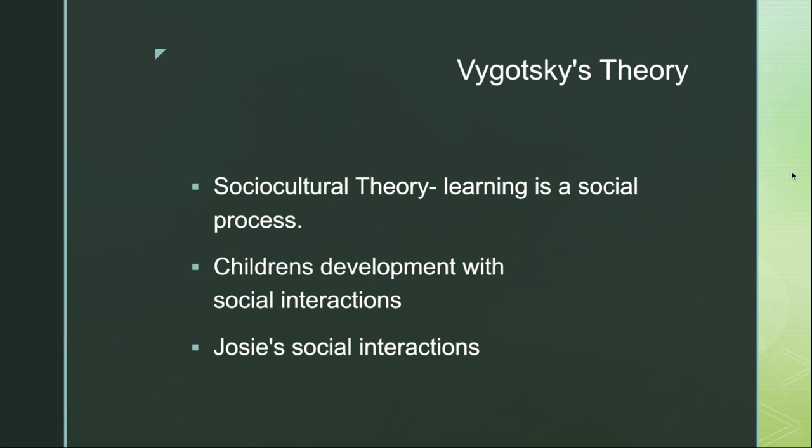Vygotsky's theory also introduces the zone of proximal development. In this zone, children are cognitively prepared, but they need the social interactions with peers, teachers, or parents to support them to fully develop. My case study child's name is Josie.